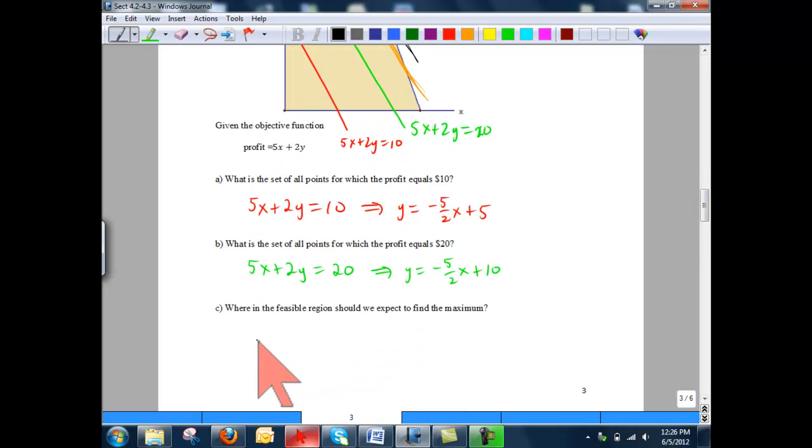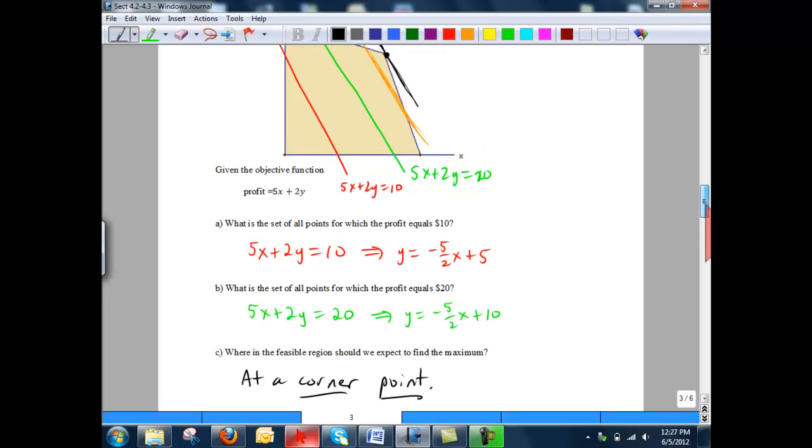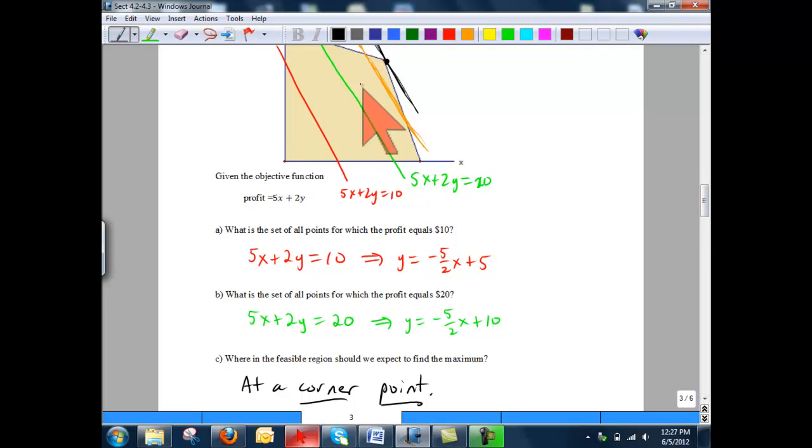Where in the feasible region should we expect to find the maximum? At a corner point. I'll call that the corner point principle, say. And it also tells us how then to solve the problem. There are an infinite number of points in the feasible region. I couldn't possibly check the profit at each of those.